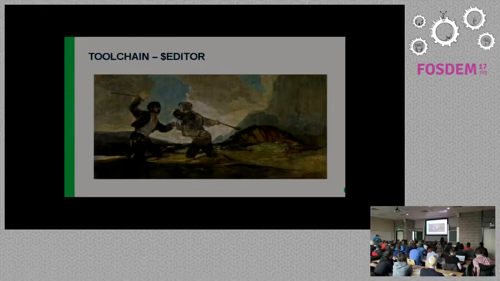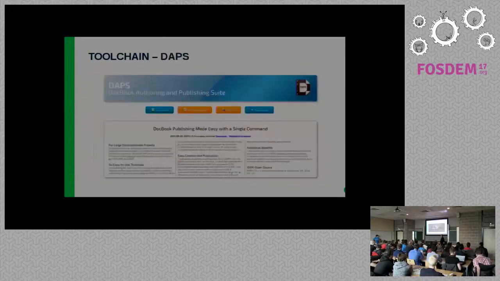Once you've created your DocBook files in the editor, you need to somehow publish them. And this is where our toolchain kicks in. We wrote a tool called DAPS, the DocBook Authoring and Publishing Suite. This is on GitHub. It's open source, you can use it. Some people say, well, what is DAPS? It's basically a wrapper around make.